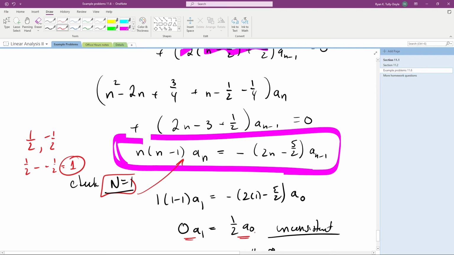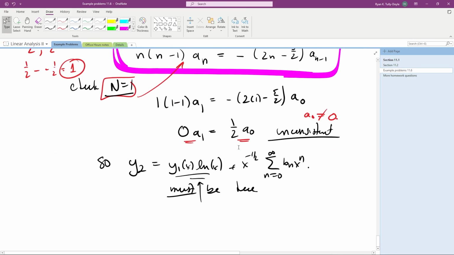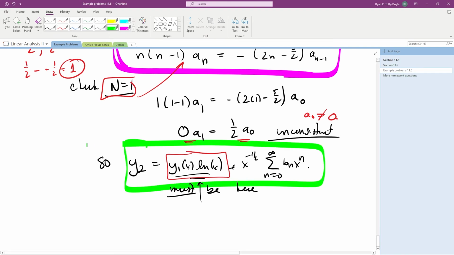That's impossible. You can't have 0 times something equal to something non-zero. Even if a1 was 0, you still have an inconsistent equation because a0 is not 0. a0 is not equal to 0 by assumption. So that means that you can't use the recursion. The whole approach to the problem breaks. And that means you must include this y1 x natural log of x term in the second solution. And so that means that the general form of the second solution is the ugly one.